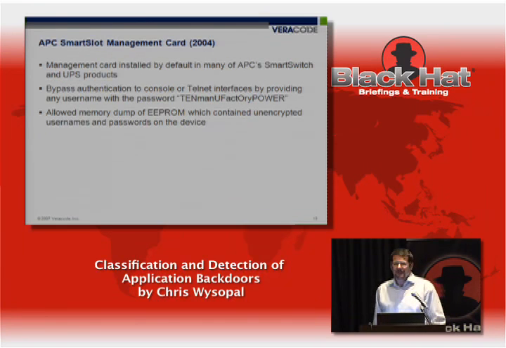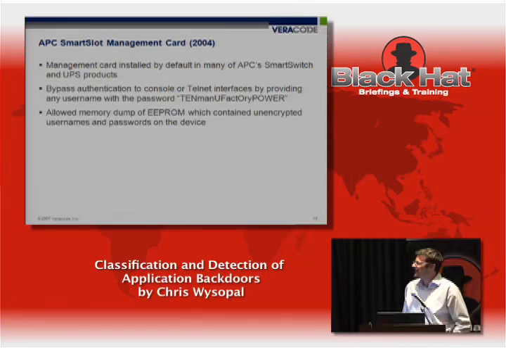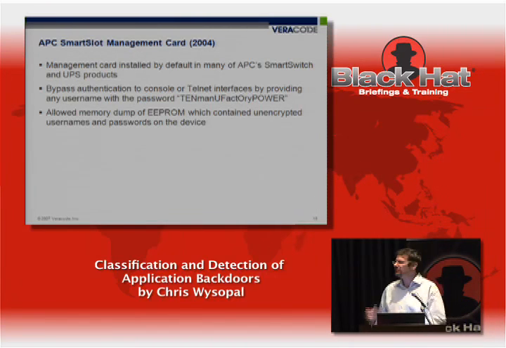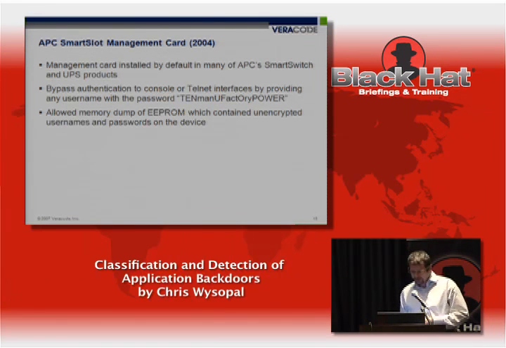And another appliance type situation was with APC's SmartSlot management card, which you could put in the server, and it had a telnet interface running on it that had a hard-coded password. So anyone could take the EEPROM off of this device, look at the code, find this baked-in password, and then have access to systems over the telnet port.